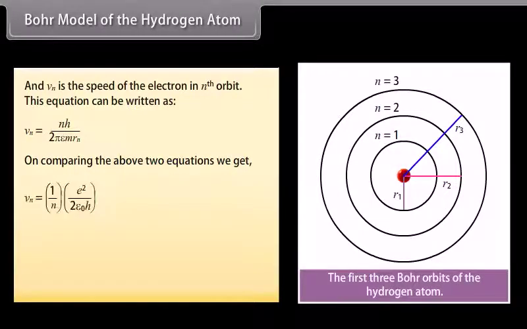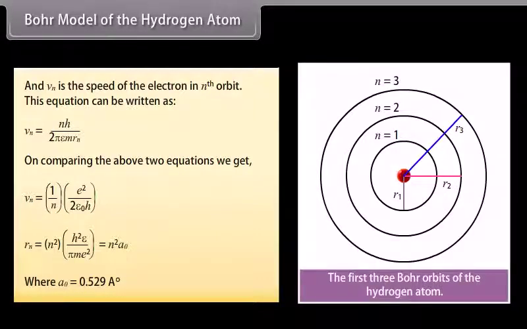On comparing the above two equations, we get the expression of velocity and radius of the nth orbit. Vn equals 1 upon n multiplied by e square upon 2 epsilon naught h, and Rn equals n square multiplied by h square epsilon naught upon pi m e square, which equals n square a naught, where a naught is equal to 0.529 angstrom.